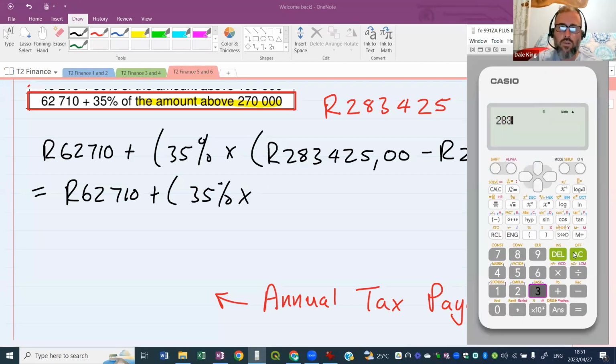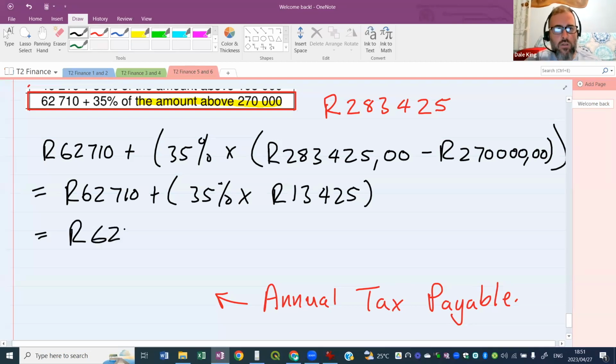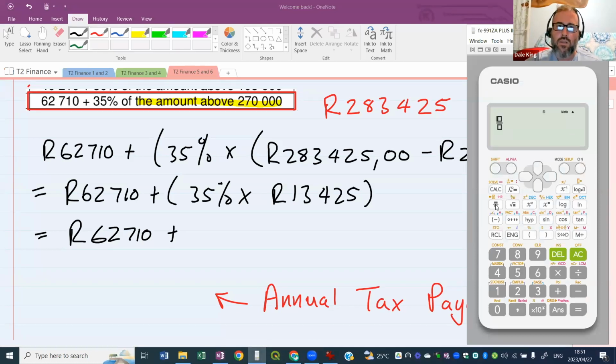So I'm going to say 283,425 minus 270,000. Is that right? Yes. Okay, so it's 13,425 Rand. So now we've changed this first bracket here to get this 13,425 Rand. Let's move on and try to do the next step. Still paying 62,710. Now 35% of 13,425. I'll do that on my calculator.